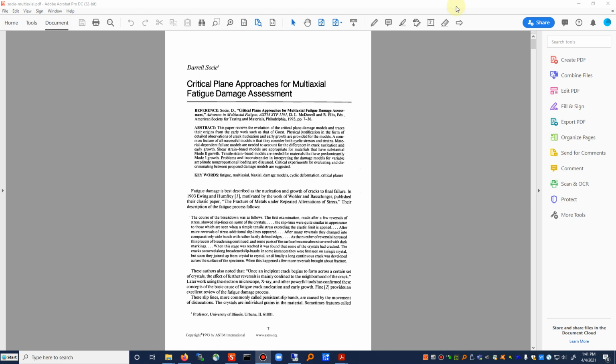All right, so this paper starts off with talking about the fatigue damage process, and it goes back to Ewing and Humphrey's paper back in 1903, and we've talked about this one in this class. It says the course of the breakdown was as follows. The first examination made after a few reversals of stress showed slip lines on some of the crystals. Slip lines were quite similar in appearance to those which are seen when simple tensile stress exceeds the elastic limit. After more reversals of stress, more slip lines appeared. After many reversals, they changed into comparatively wide bands with rather easily defined edges. So this is the metal fatigue process that we had talked about.